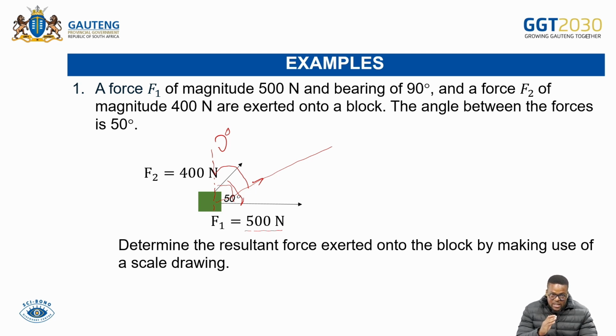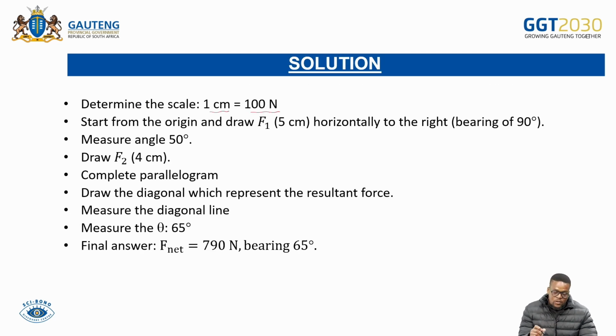You are measuring the angle, or the direction, of the resultant vector, starting from 0 degrees at north and then moving clockwise up until this line, which is the resultant vector. That angle gives you the direction of the resultant vector. Measuring this angle, we got a value of 65 degrees, which simply means our net force is equal to 790 newtons, bearing of 65 degrees.